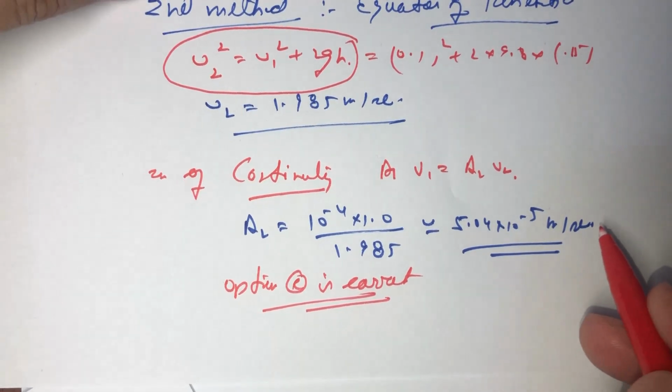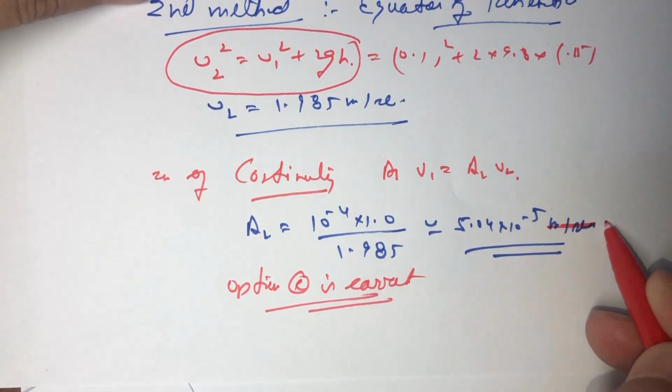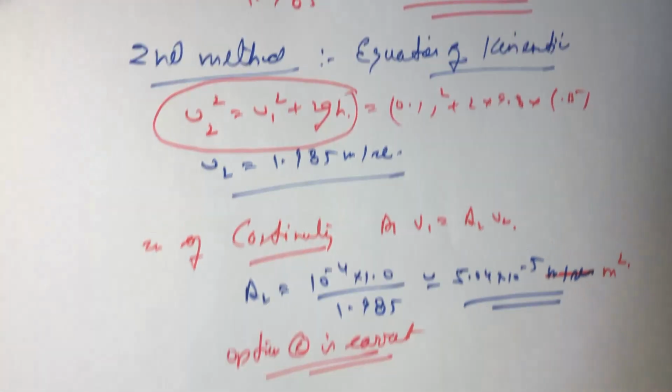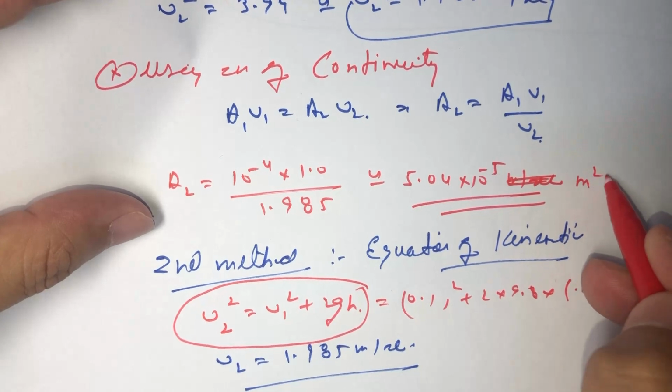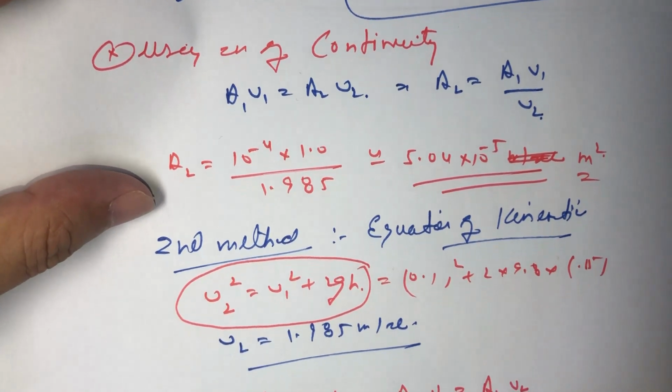Sorry, the area is meter square. My mistake. Meter square, and here also area is meter square.